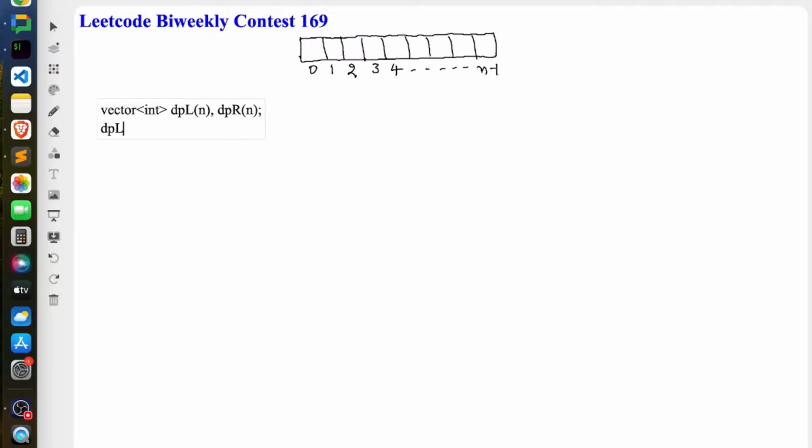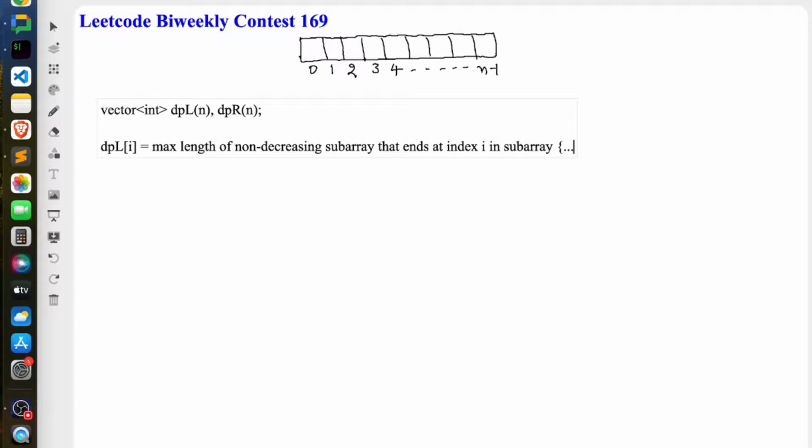So here dpl of I is nothing but the maximum length of non-decreasing subarray that ends at index I in subarray 0 to I.